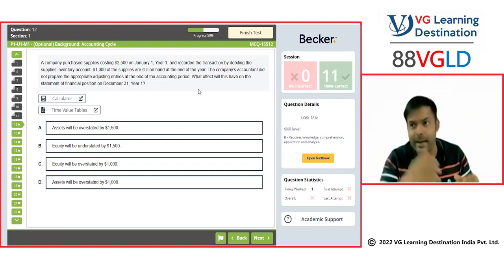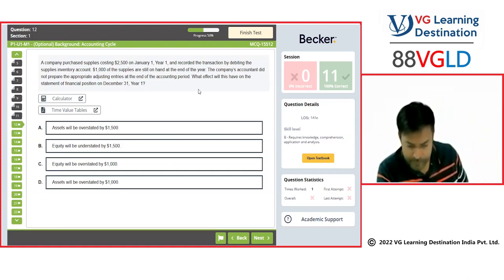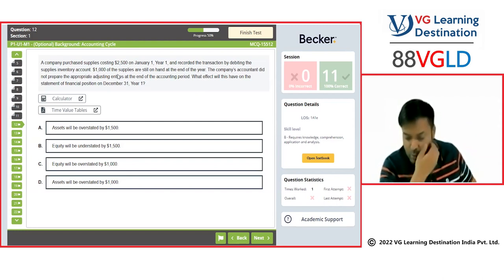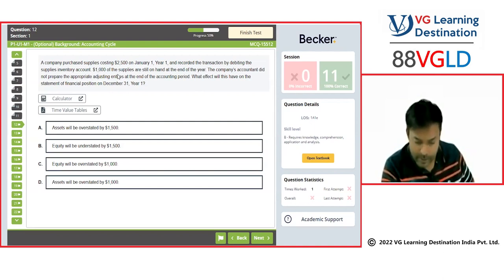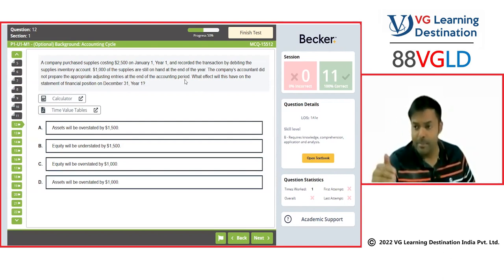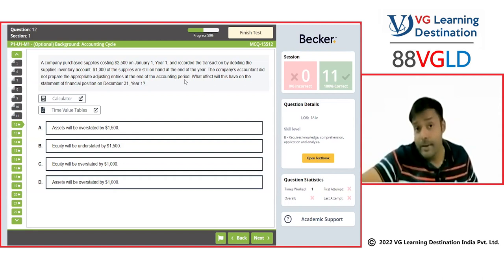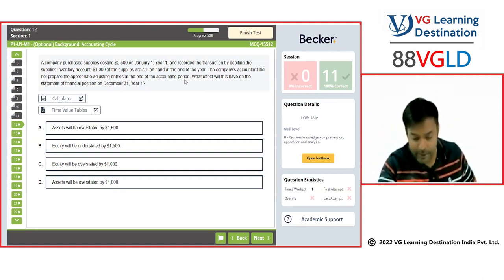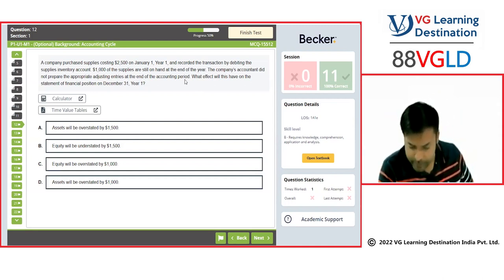When you utilized that, have you passed that debit entry? Yes, that debit entry has been passed. You recorded the transaction by debiting the supplies inventory account, so you have already debited this. 1000 of the supplies is left. You have not done the adjusting entry, which means you have not reduced the inventory. When you have not reduced the inventory, guys, at what value is inventory still appearing? 2500. Inventory is still appearing at 2500.